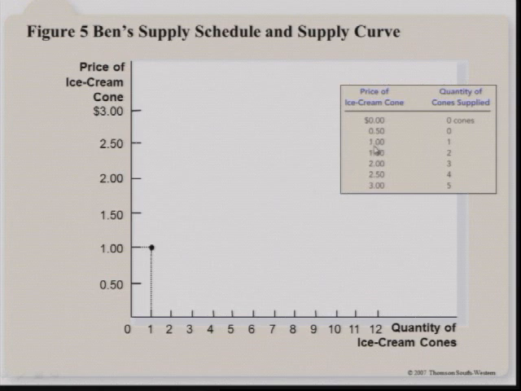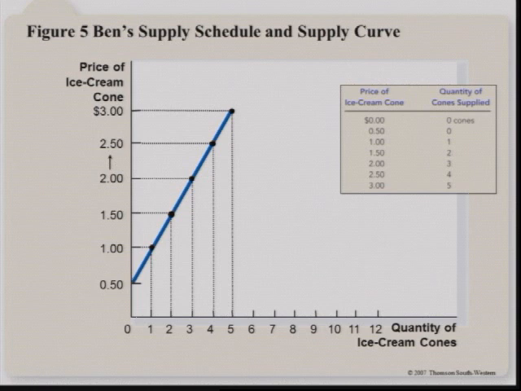So at $1, we've got one that our seller is willing and able to sell. At $1.50, we've got 2 ice cream cones, and so on and so forth until we've got all of our data points. And when you connect the dots, there's your supply curve. Remember, this is price per unit, and this is total down here. So when ice cream cones are sold at $1.50, there's a total of 2 ice cream cones that sellers are willing and able to sell.